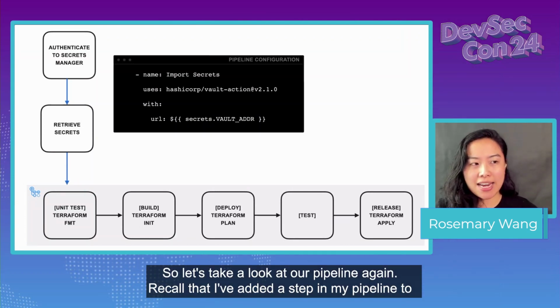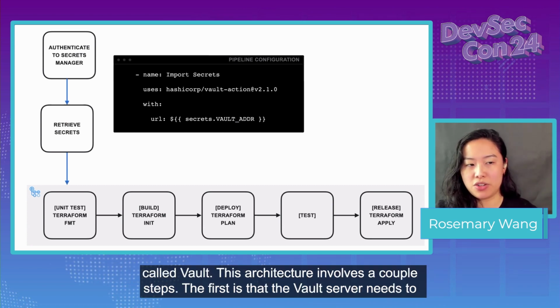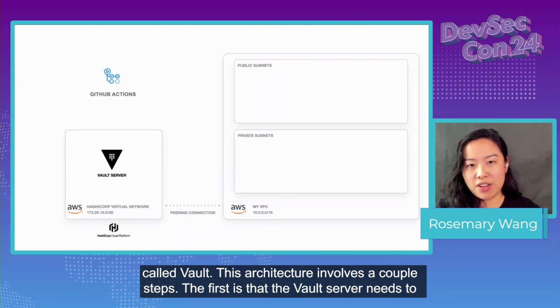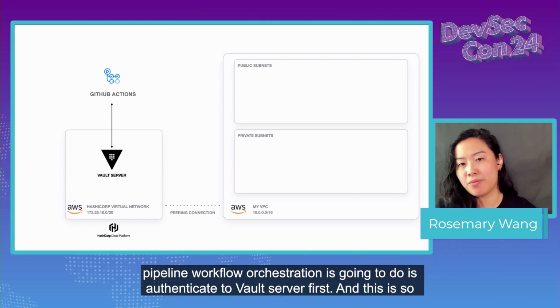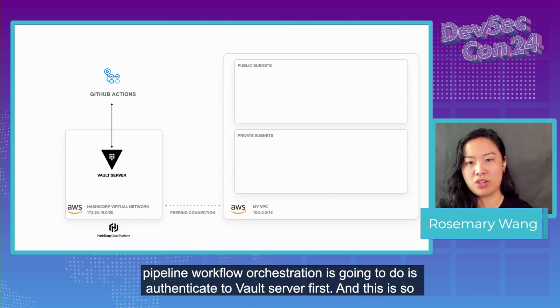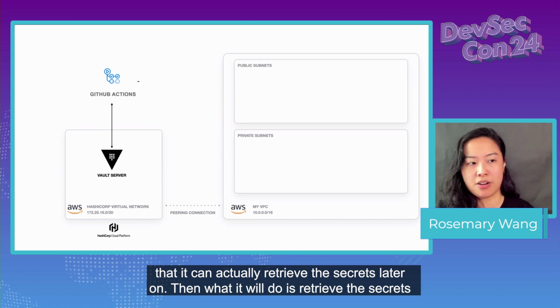Recall that I've added a step in my pipeline to import the secrets from my secrets manager. In this case, I'm using a secrets manager called Vault. This architecture involves a couple steps. The first is that the Vault server needs to have some kind of authentication in front of it. So what GitHub Actions, which is my workflow, my pipeline workflow orchestration, is going to do is authenticate to Vault server first. And this is so that it can actually retrieve the secrets later on.